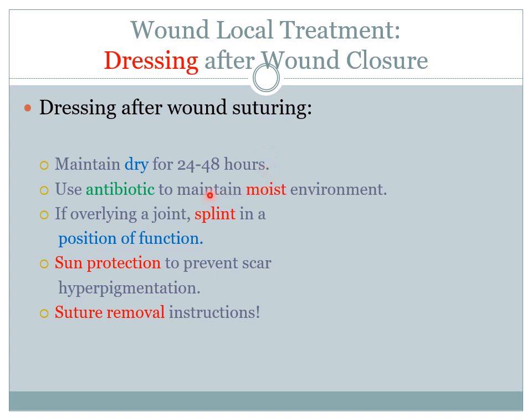Use antibiotic ointment to maintain the moist environment of the wound under the dressing. If the wound is overlying a joint, you must use a splint to keep the joint without movement to heal, to aid in wound healing. The splint should keep the joint in a functional position to avoid stiffness after removing the splint.